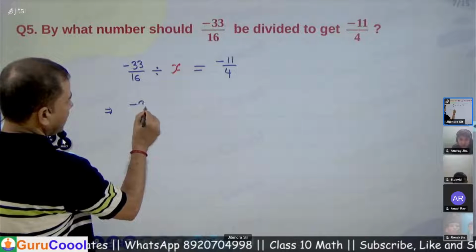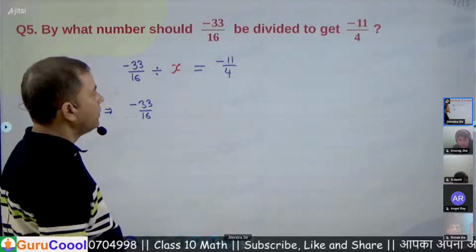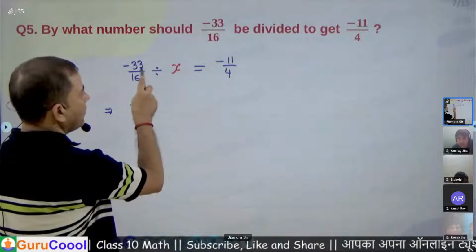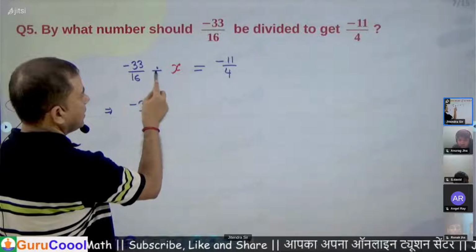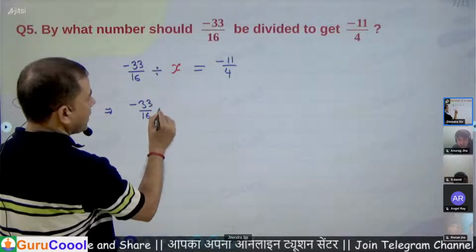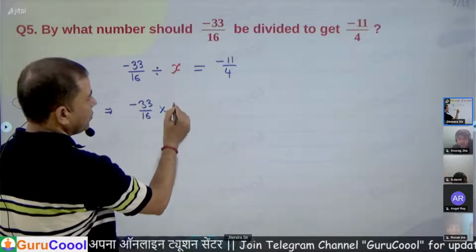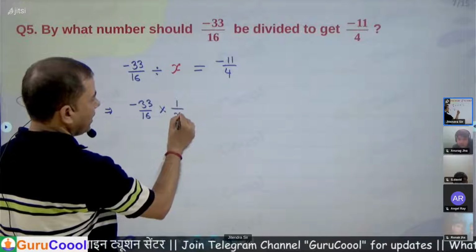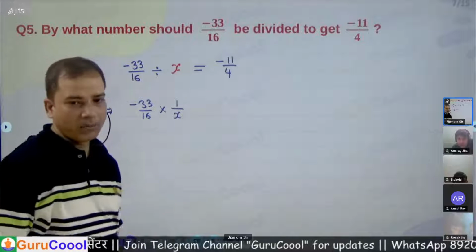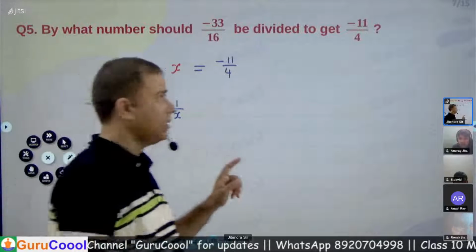Minus 33 by 16. And we already know when we divide a rational number by another rational number, we change the divide sign into multiply, and the second rational number changes to reciprocal. So it becomes 1 by x. Reciprocal of x is 1 by x. Is this clear?